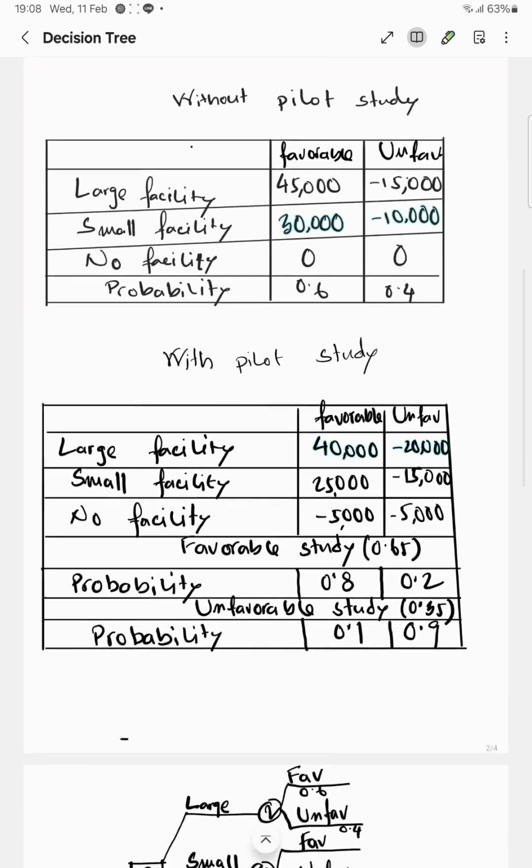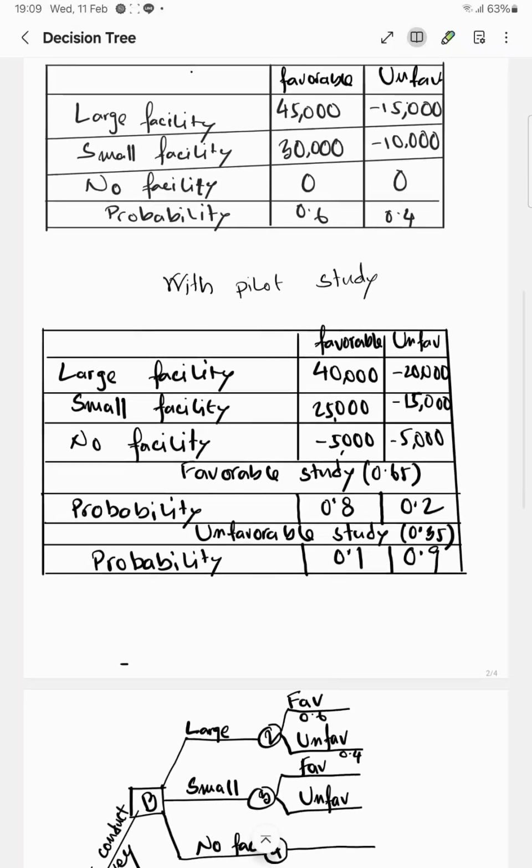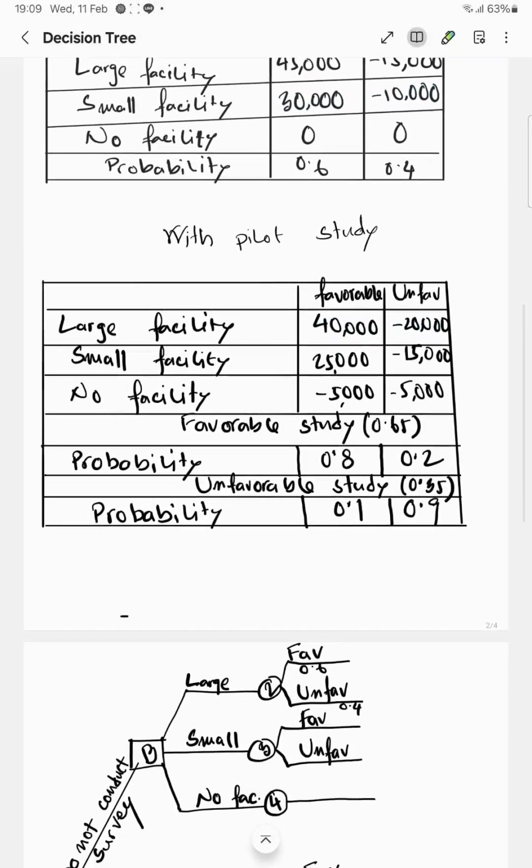Then we wrote the probabilities here. The probability of a favorable study is 0.65. The probability of a favorable market given a favorable study is 0.8, and 0.2 unfavorable. In the same way, for an unfavorable study, 0.35, the probability of a favorable market given an unfavorable study is 0.1, and the probability of an unfavorable market given an unfavorable study is 0.9. Now let's plot this in the tree. I also made the tree here, but I did not write the numbers. Let's do it now.